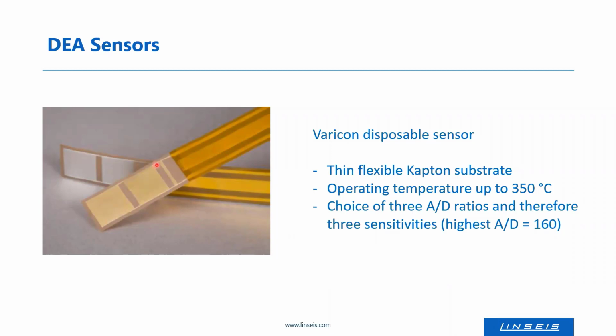But if you have only small samples, which do not cover the whole sensor, you can cut this part and also the other part here, and then you can measure only on that small part. You are losing sensitivity, but you can change the sample size with these sensors.